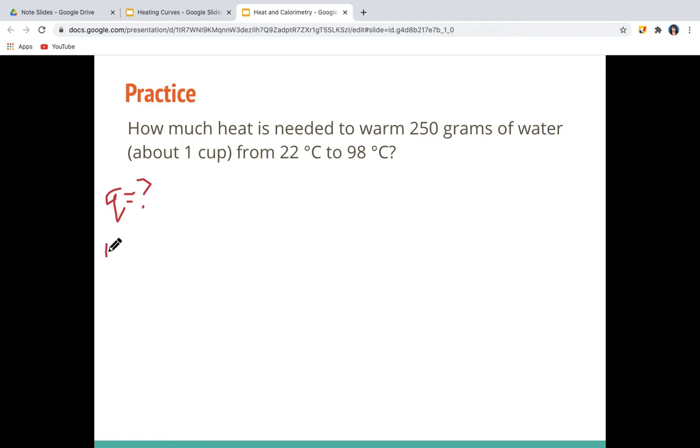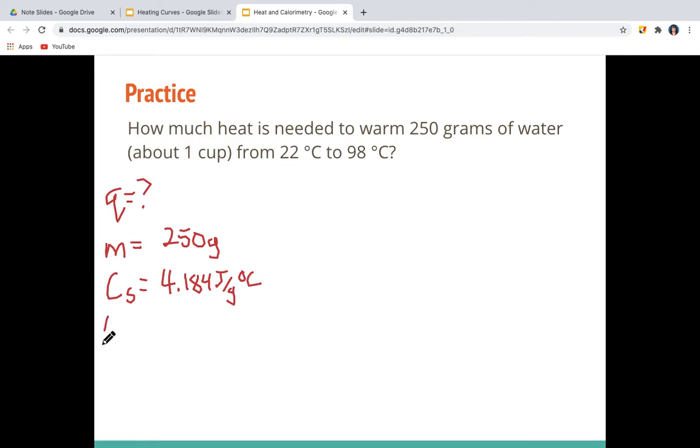Grams of water. I know that mass is measured in grams, so I have 250 grams. And then I also know my specific heat. I just said it. Water specific heat is 4.184 joules per gram degrees Celsius.